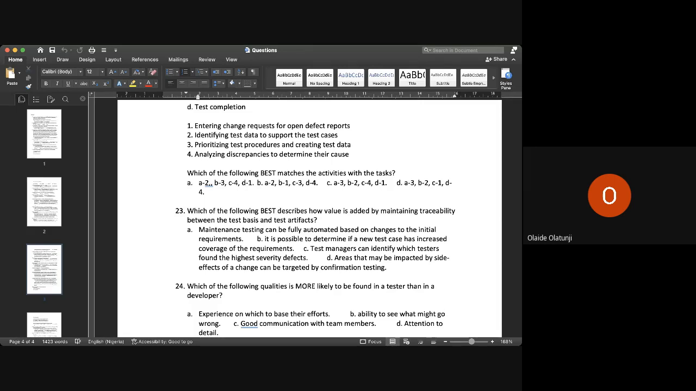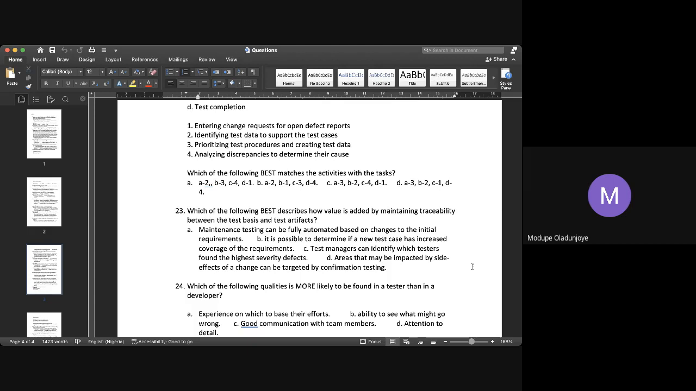Maintenance testing can be fully... Nah. Areas that may be impacted by side effect of a change can be targeted. What? No. Test managers can identify which testers. What did you pick? It seems it is possible to examine the new test case as increased coverage. This one I wasn't even sure. This is a possible. To be sure now.